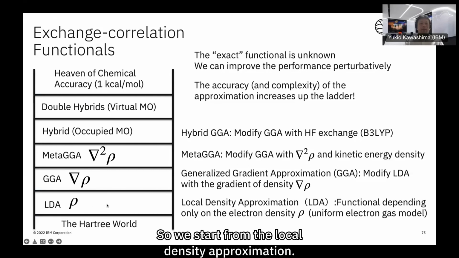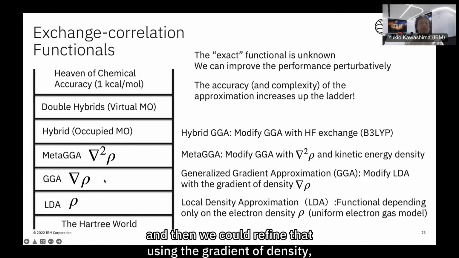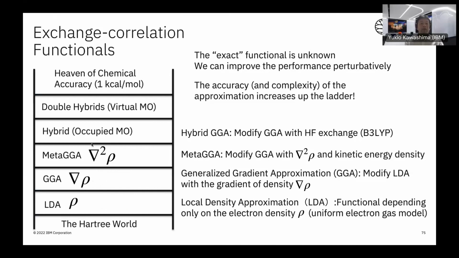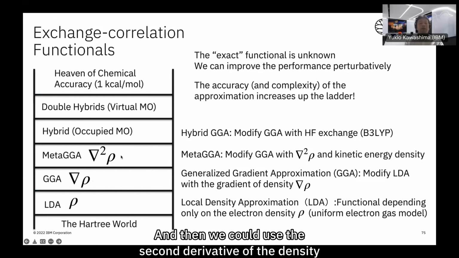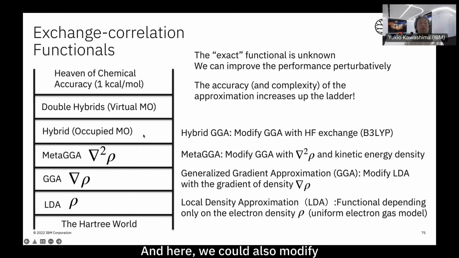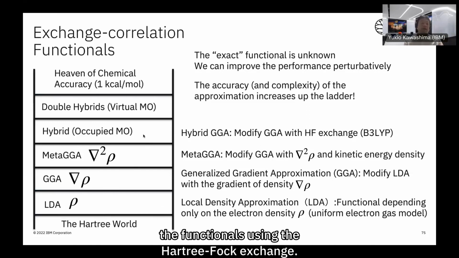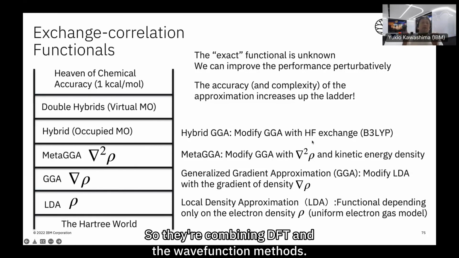So we start from the local density approximation. So we use the electron density, and then we can refine that using the gradient of density, which is done in the generalized gradient approximation. And then we could use the second derivative of the density and the kinetic energy density to modify that. So you see we're climbing up the ladder one by one. And here we could also modify the functionals using the Hartree-Fock exchange. So they are called hybrid functionals. So they're combining DFT and the wave function methods.